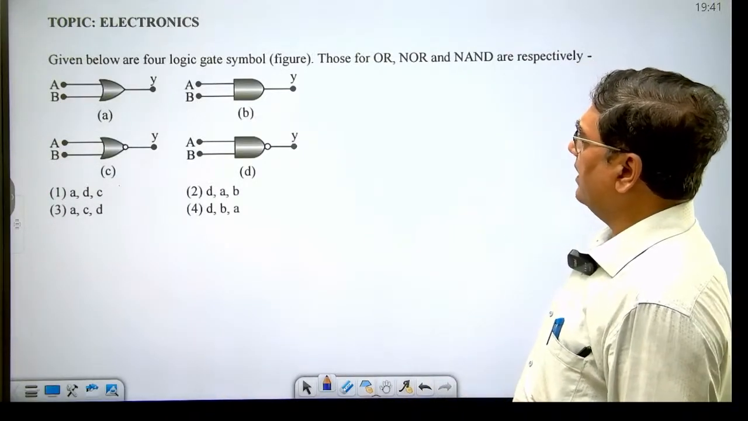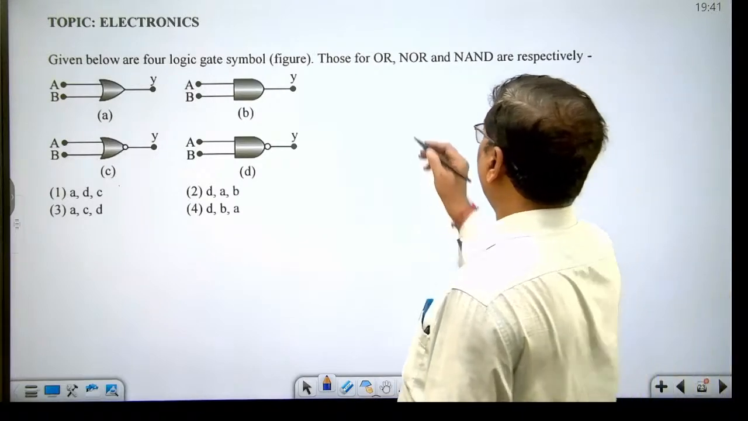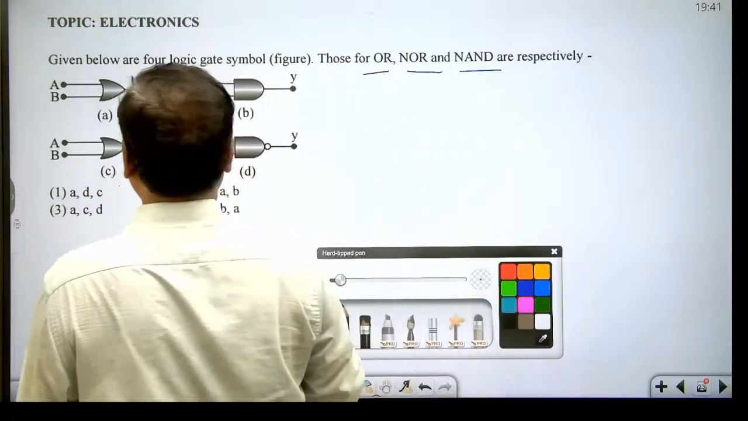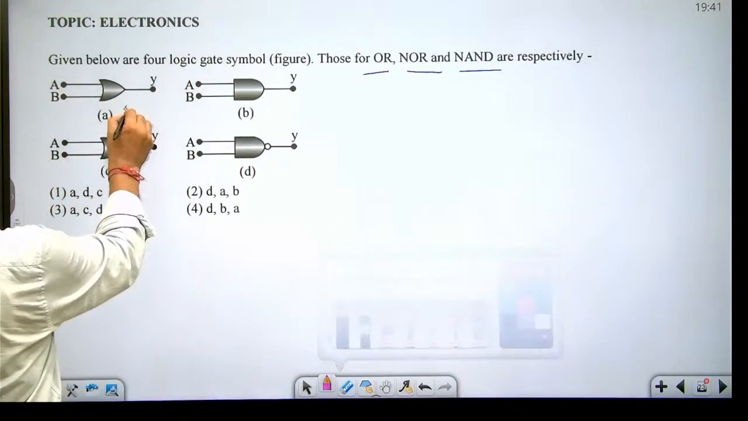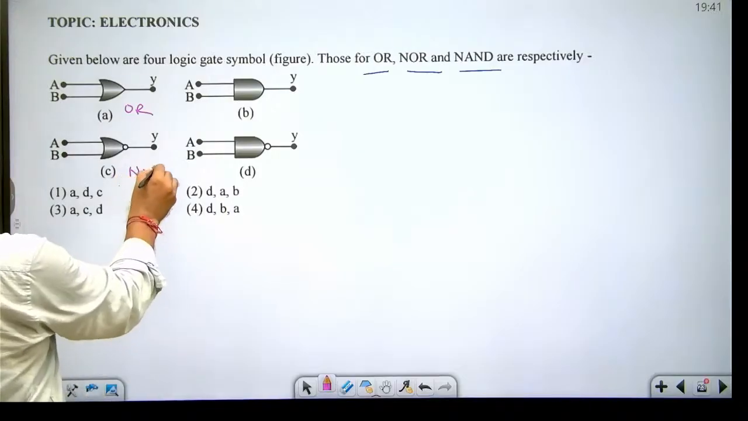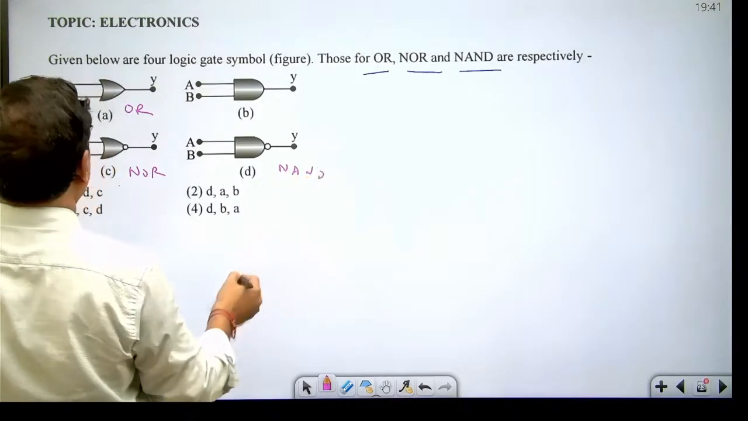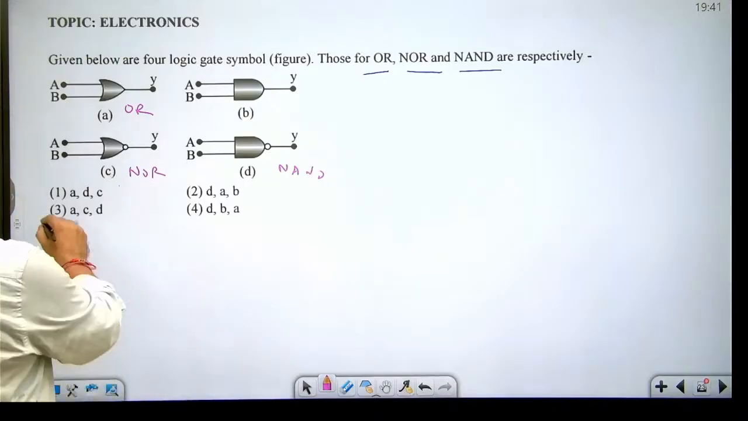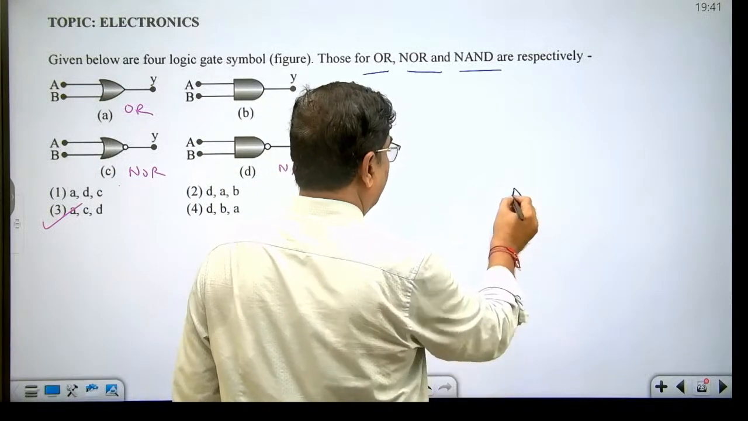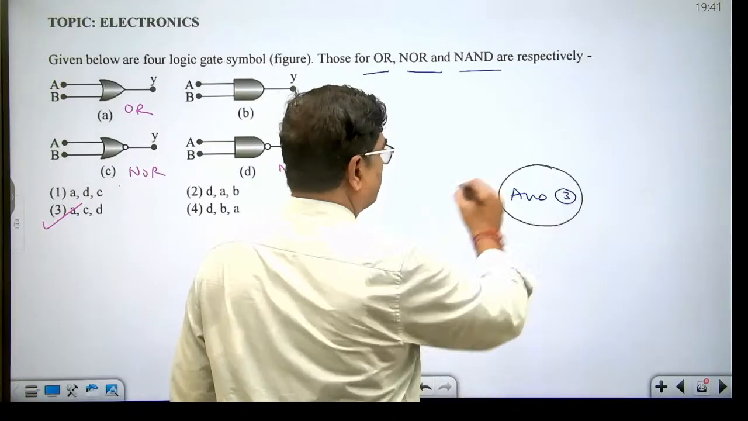Given below are 4 logic gate symbol figures. Those are OR, NOR and NAND gate. So which is OR gate? A is the OR gate. And which is NOR gate? This is NOR gate. And NAND gate, this is NAND gate. So A, C and D. Out of 4 choice, the correct answer is option 3. Option 3 is the correct answer.